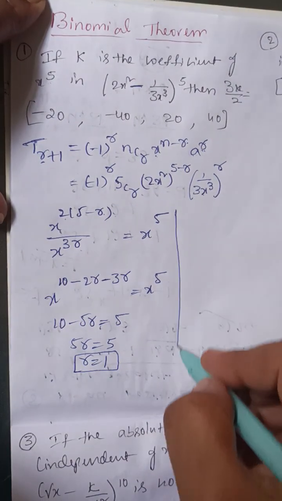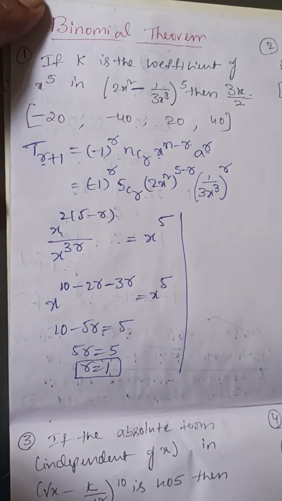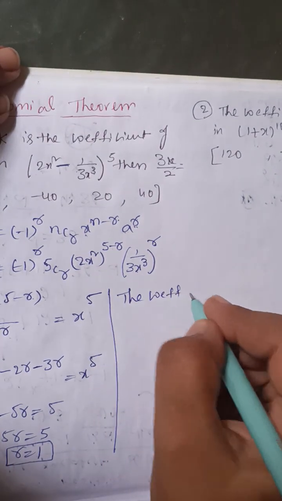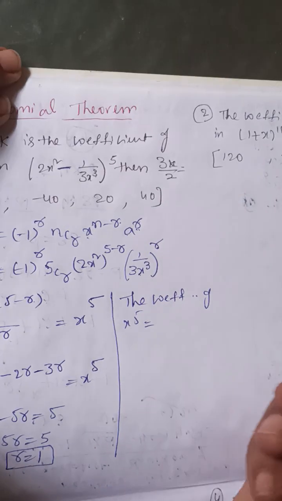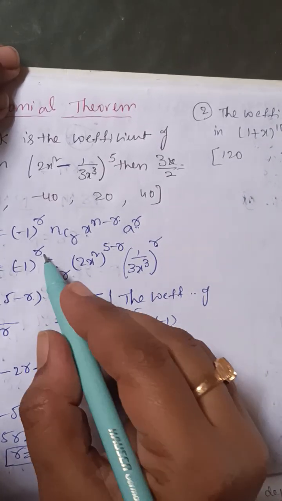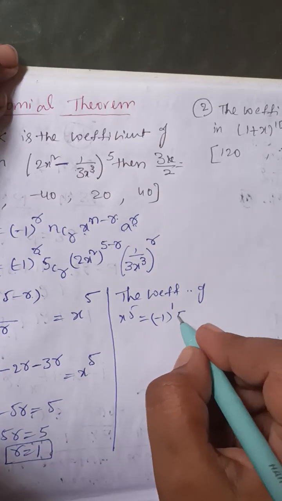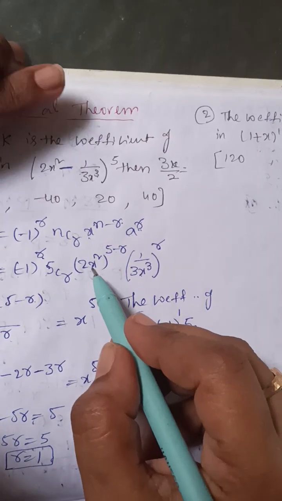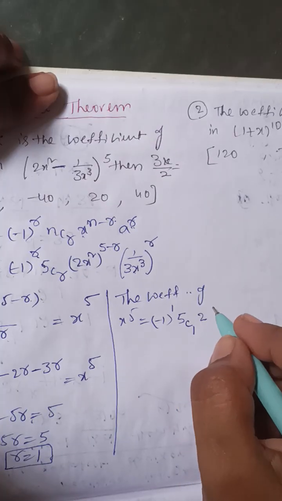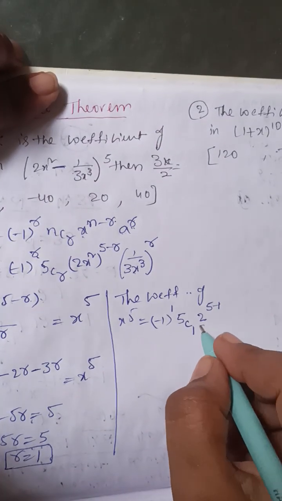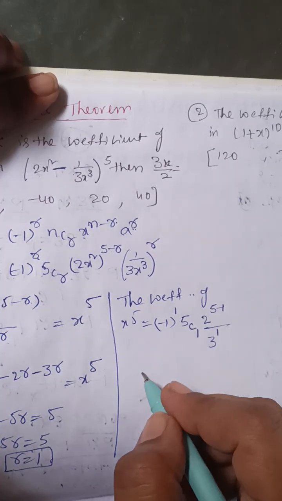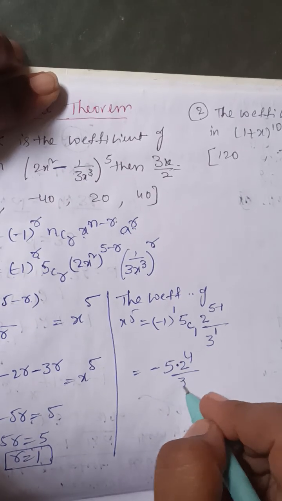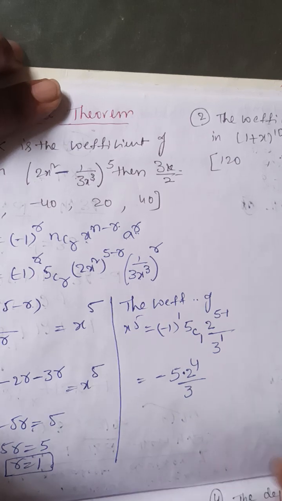So after getting r as 1, we need the coefficient of x power 5. The coefficient of x power 5 equal to minus 1 whole power r, r is 1, 5c1, and to take only the coefficients, here no need to write x. So 2 power 5 minus 1, and denominator 3 power 1. So minus 5c1 is 5, so minus 5 into 2 power 4 by 3 is the coefficient of x power 5.